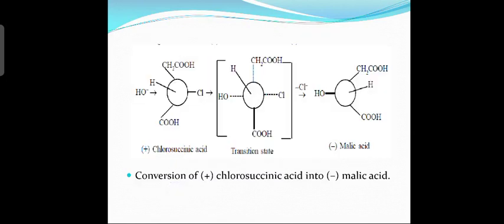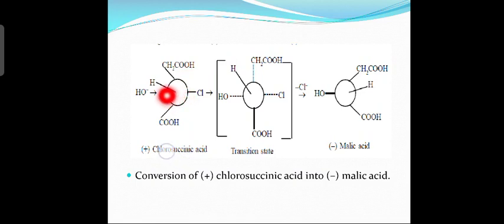Next slide, you can see here chlorosuccinic acid. Now, what is the formula of chlorosuccinic acid? Before that, you should know the formula of succinic acid. The formula of succinic acid is CH2COOH and then CH2COOH, that means two carboxyl groups and two CH2 groups are present. In the structure here, one CH2COOH group is present. The other CH2COOH group you do not find here.